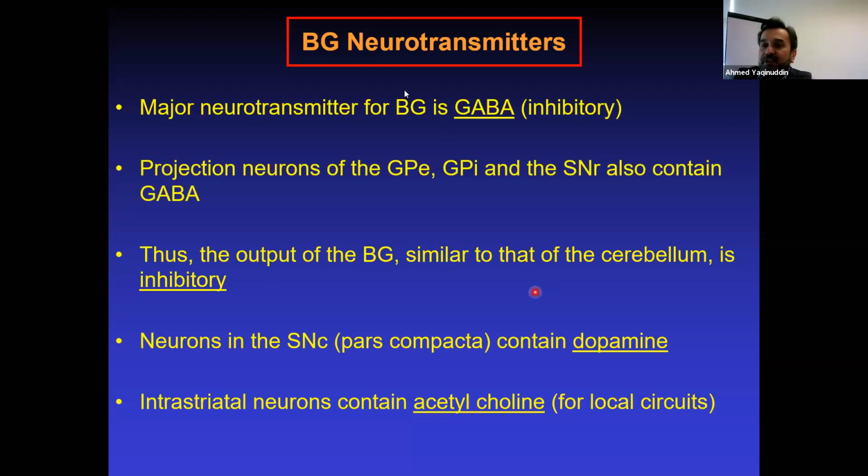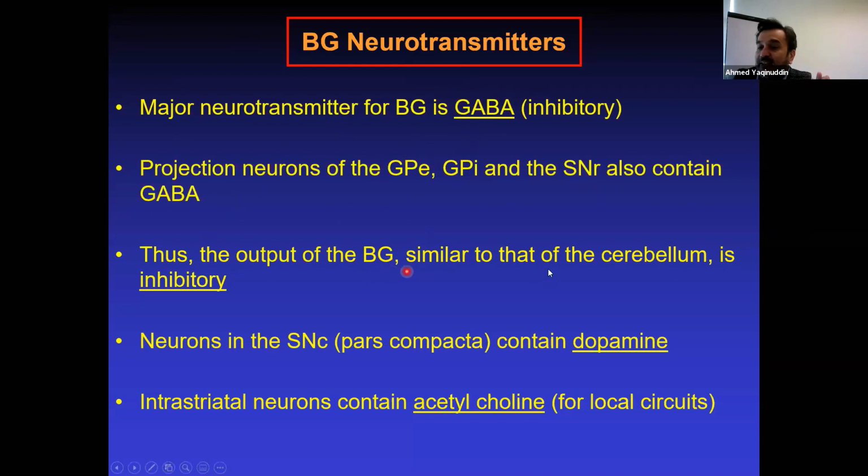Now, the major neurotransmitter which you see in the basal ganglia is GABA, which is the inhibitory neurotransmitter. So the projection neurons in globus pallidus externa, globus pallidus interna, and substantia nigra reticulata all contain GABAergic neurons, or they release GABA as a neurotransmitter.